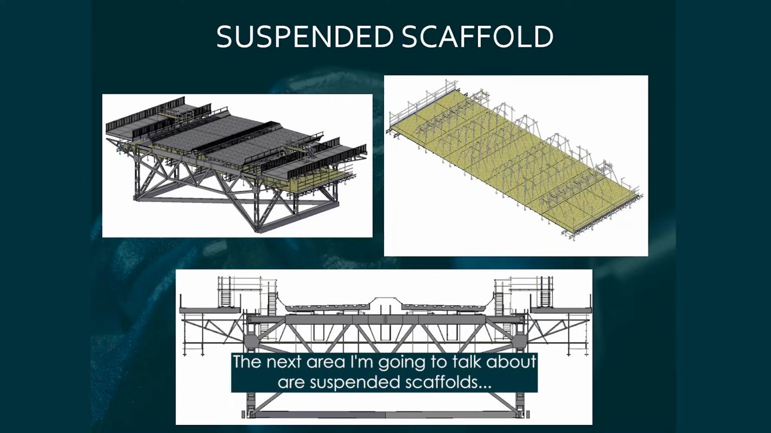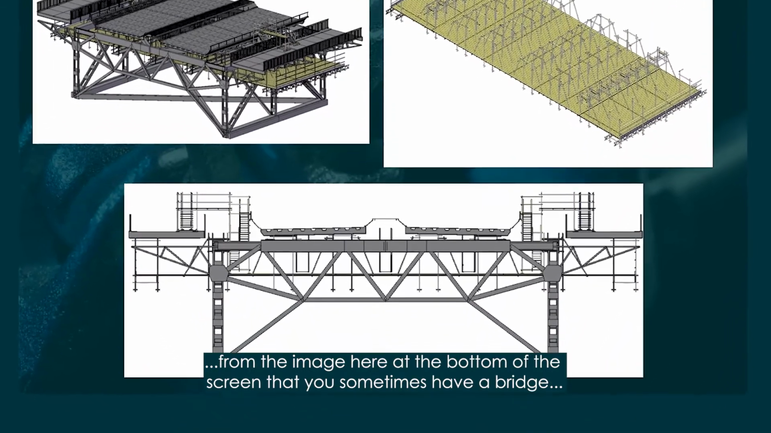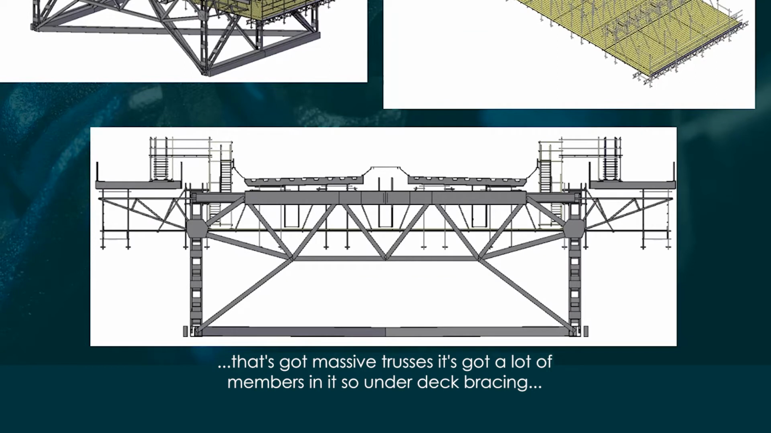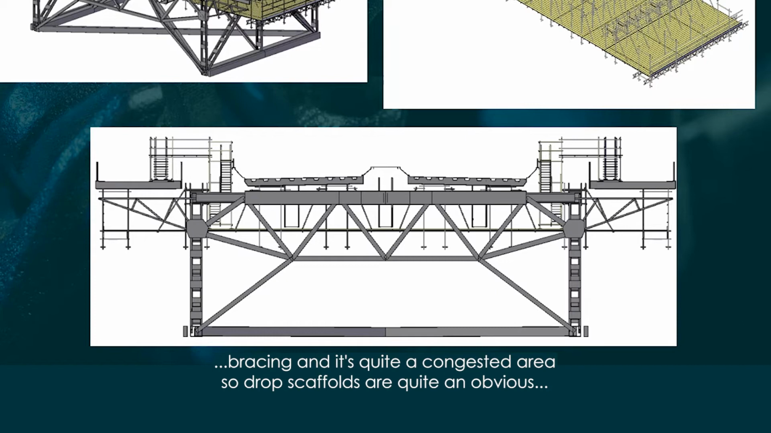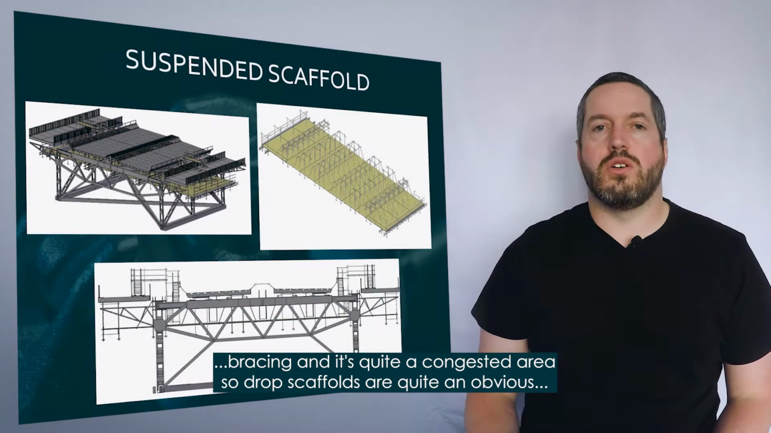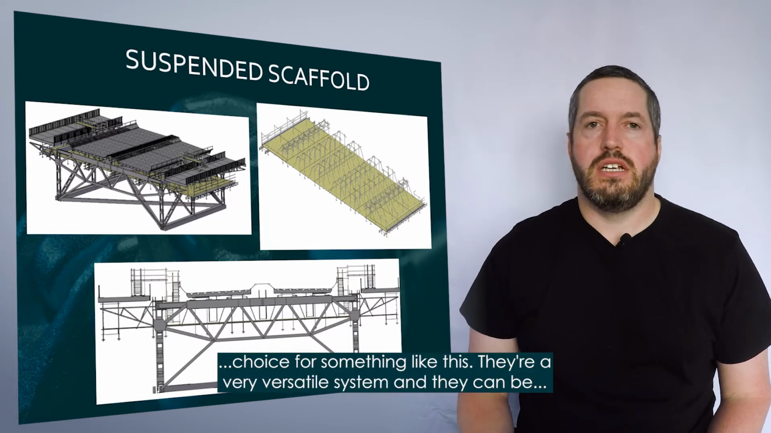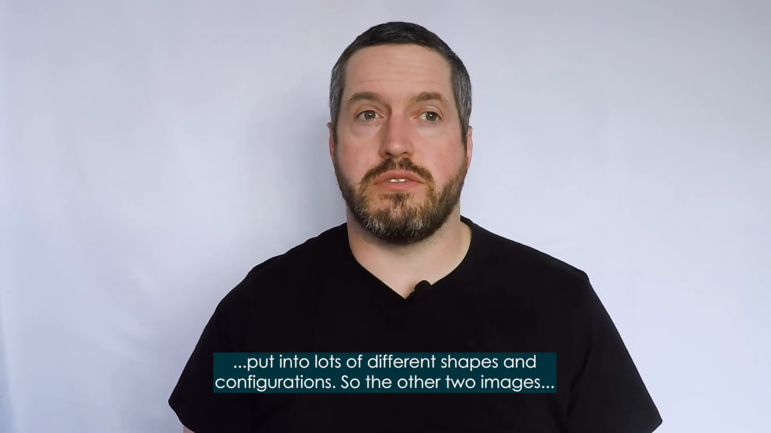The next area I'm going to talk about are suspended scaffolds, or more commonly known as drop scaffolds. So you can see from the image here in the bottom of the screen that you sometimes have a bridge that's got massive trusses. It's got a lot of members in it, so underdeck bracing, underdeck supports. On the wings of the structure you've also got a lot of bracing, and it's quite a congested area. So drop scaffolds are quite an obvious choice for something like this. They're a very versatile system, and they can be put into lots of different shapes and configurations.